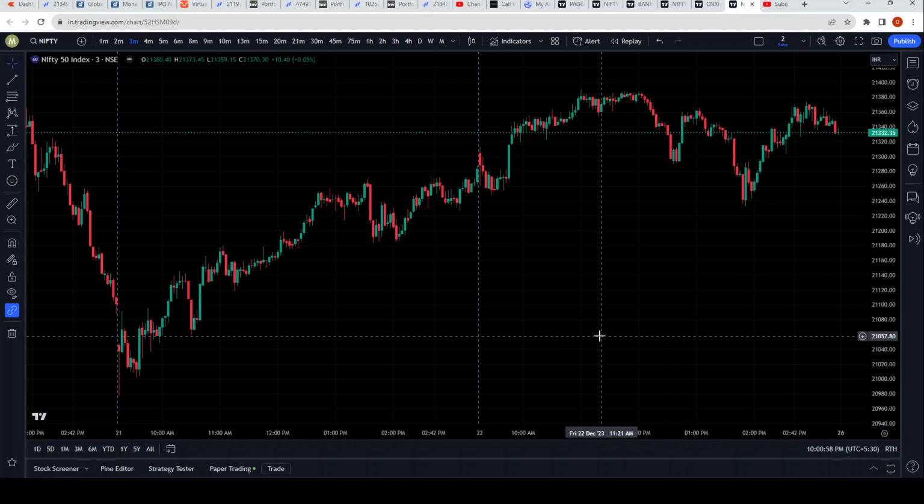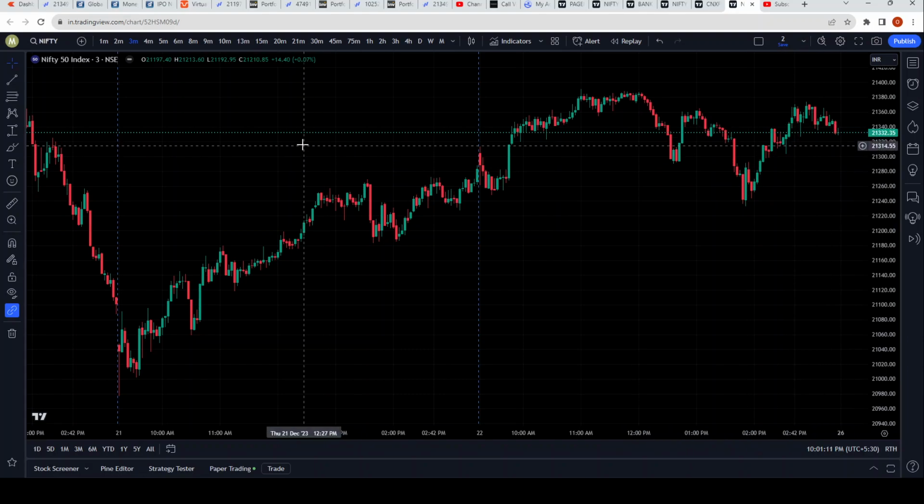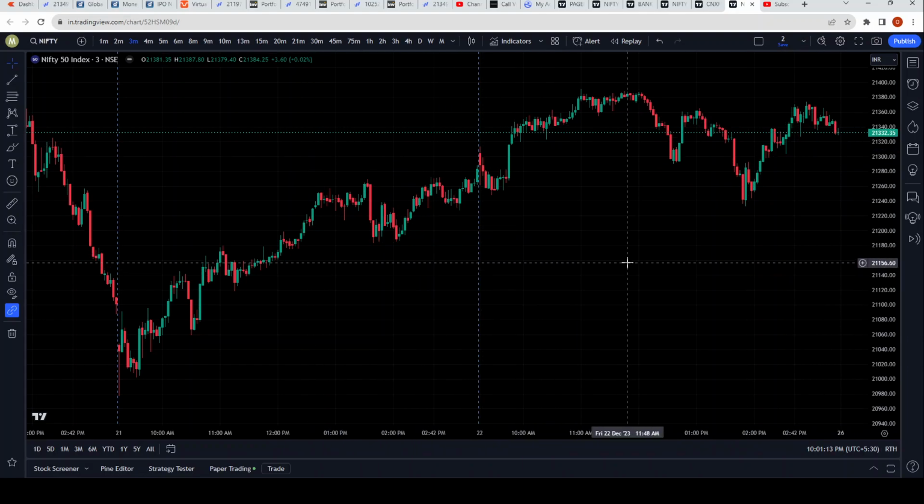I would suggest that beginners do paper trading. Paper trading is available on TradingView, and we are illustrating this on TradingView as well. So TradingView is the platform that we are using. As you can see in front of my screen, I've got the Nifty 50 chart open.